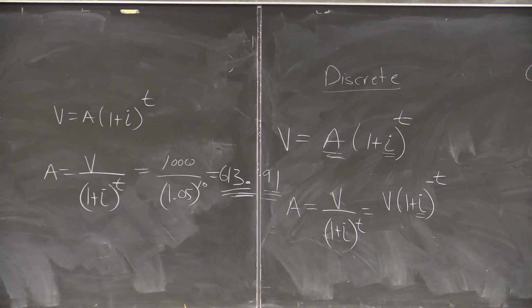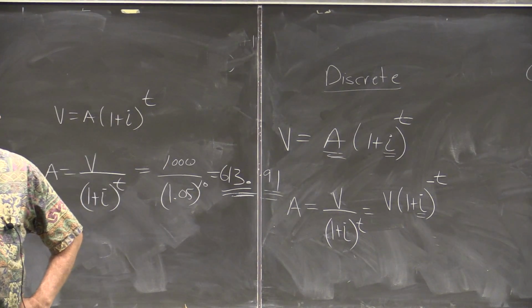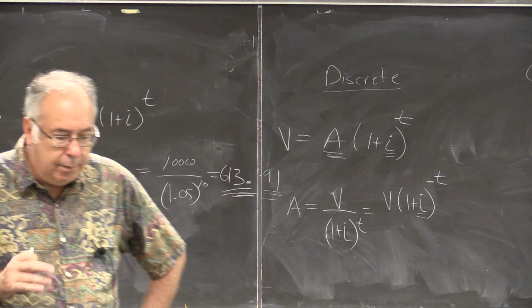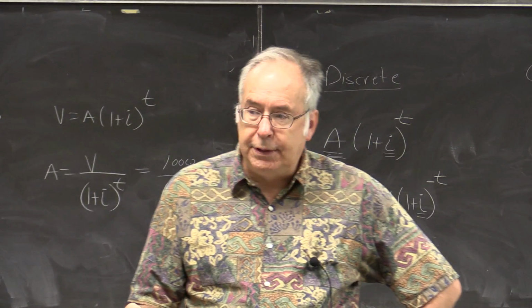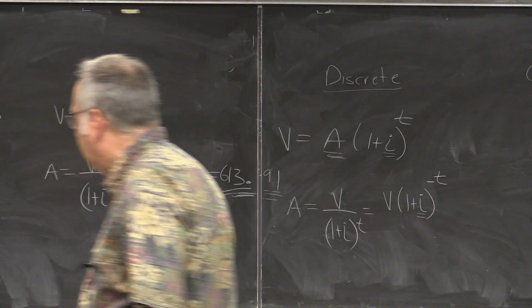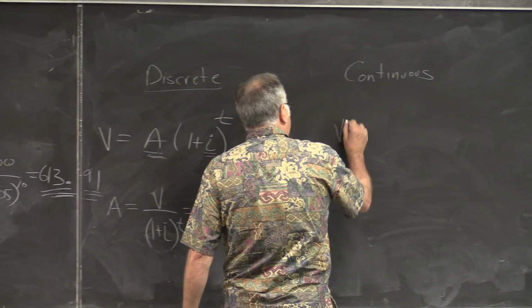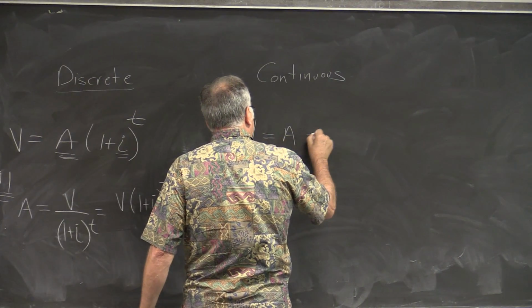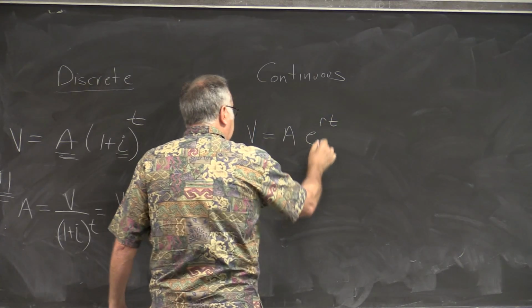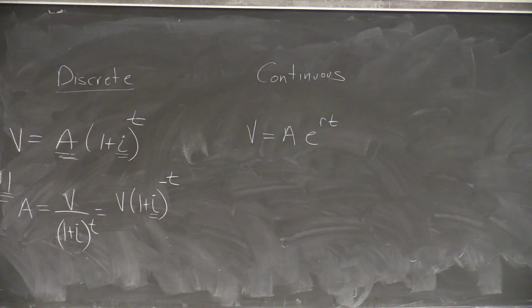We already mentioned this. Anybody remember? What's the formula for V if your money is growing continuously at R% per year? Yes. A times E to the RT. The future value of money with continuous compounding is given by this formula, A times E to the RT. Little r is the growth rate, the continuously compounded interest rate, if you will. So that's the continuous model.